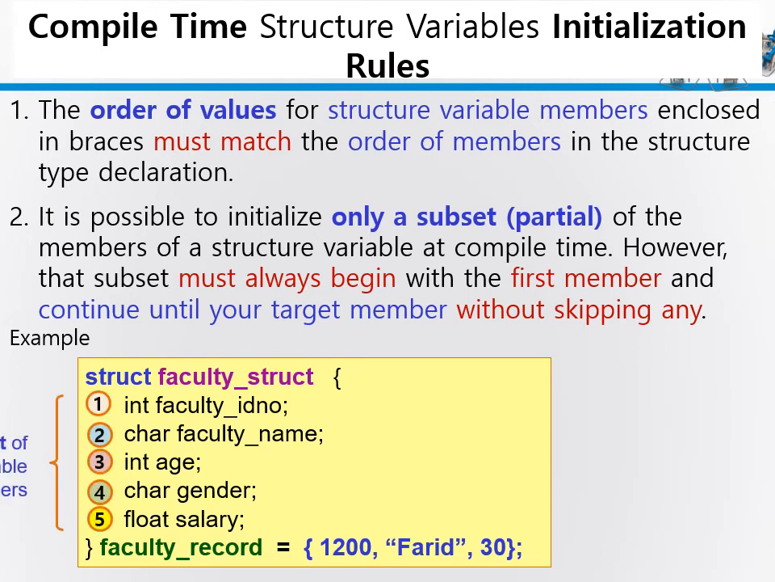So this is the full set of variable members. Then you have a subset of variable members.